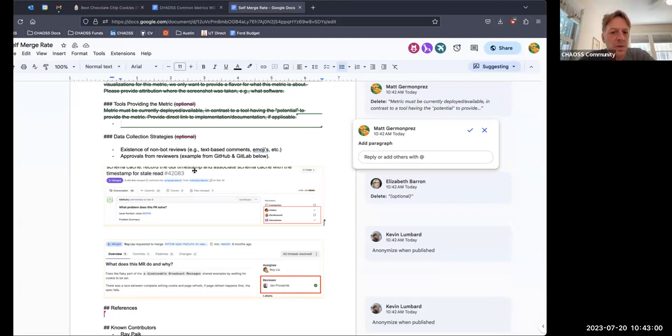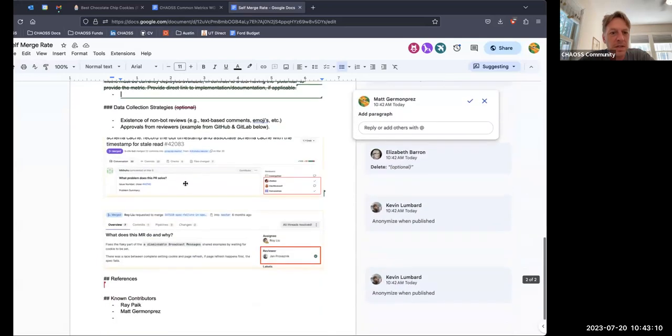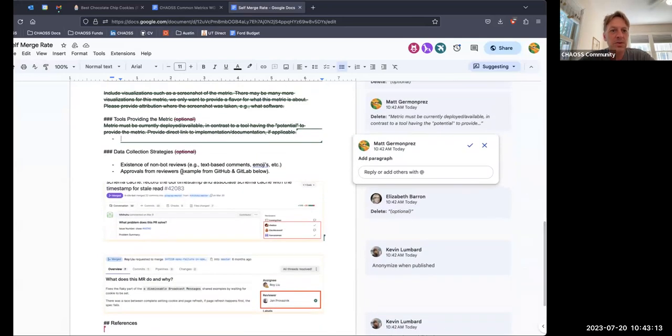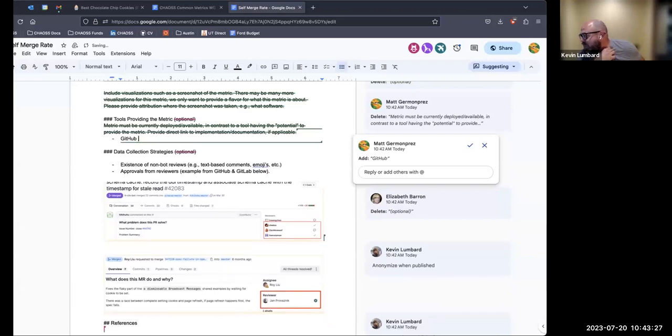Can you see this sort of stuff through the GitHub interface? You can, can't you? Can you see these two things through the GitHub interface? Because we talked about tools providing the metric. Yeah, that's actually a good point. A lot of the metrics we define, the number one tool providing the metric is GitHub, or GitLab. We don't necessarily include those.